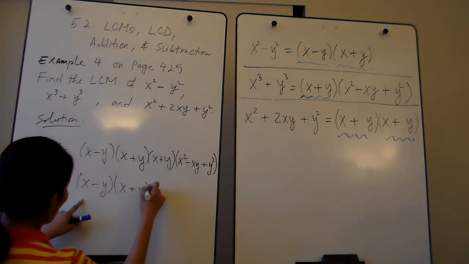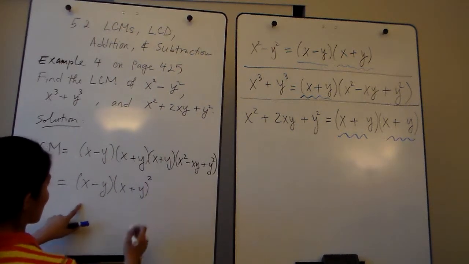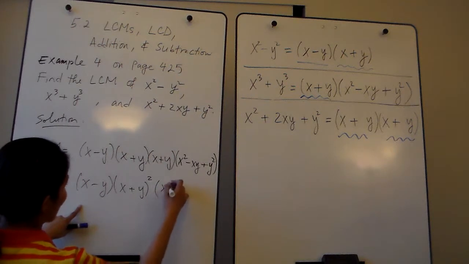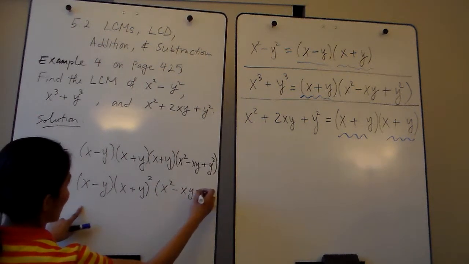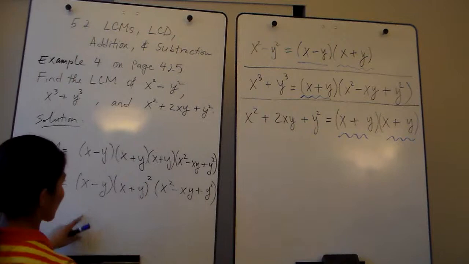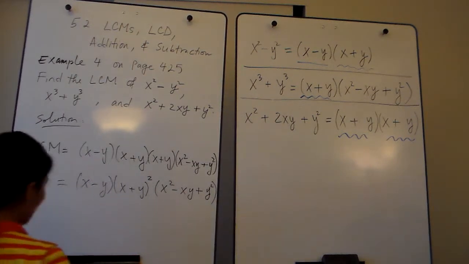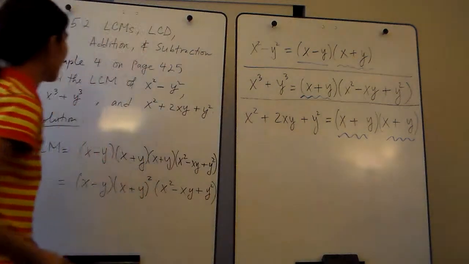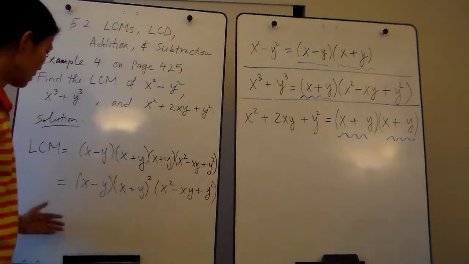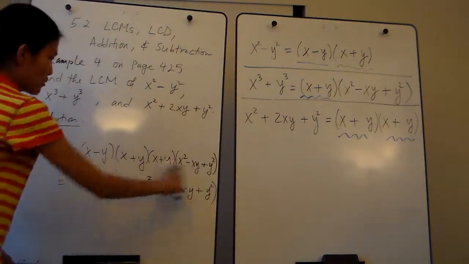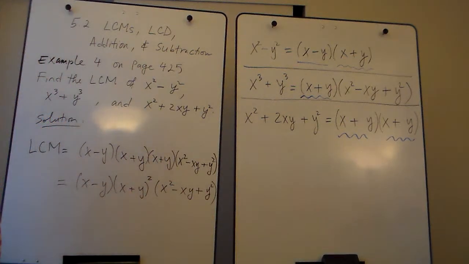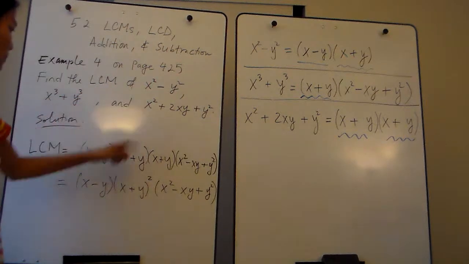X plus y happened twice. So you write it to the second power, and x squared minus xy plus y squared. Okay? This is how you solve it. This is the LCM. All these three factors make up the LCM of these three terms. Okay?